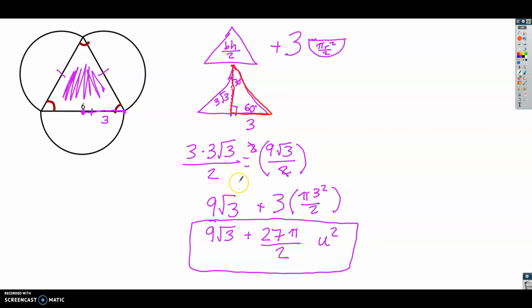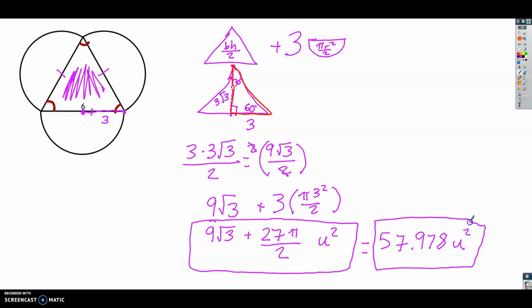So I would put these numbers into my calculator. So 9 root 3 plus 27 times pi, which is 3.14, divided by 2. So this is going to be roughly 57.978 units squared. All right. Now you might get a slightly different answer.